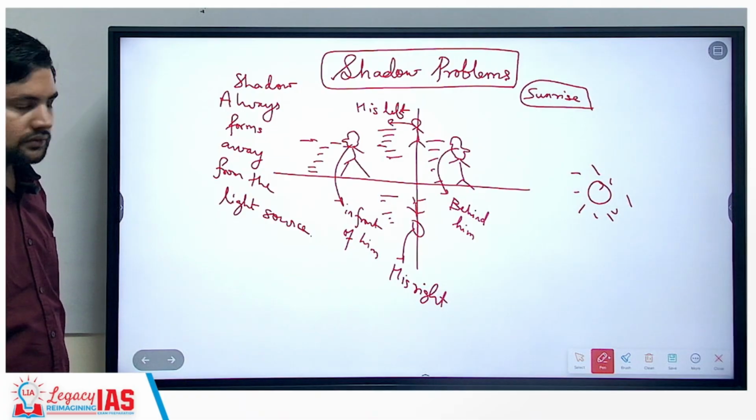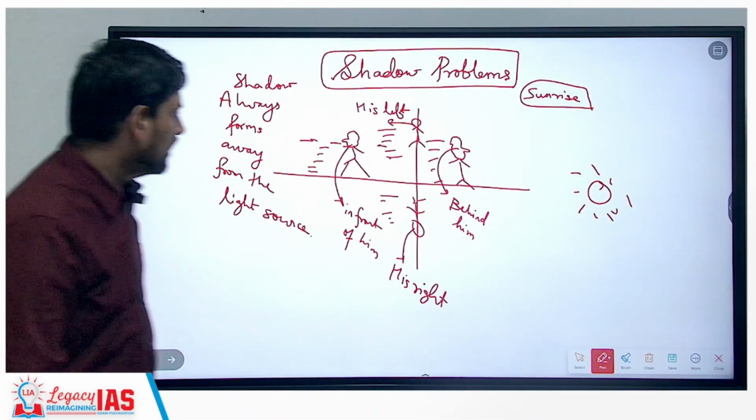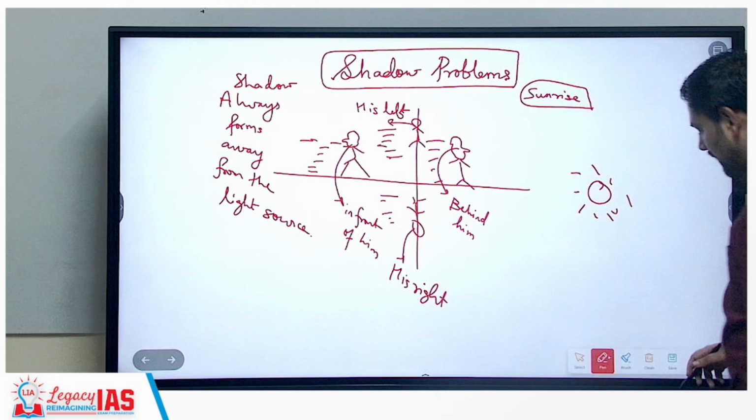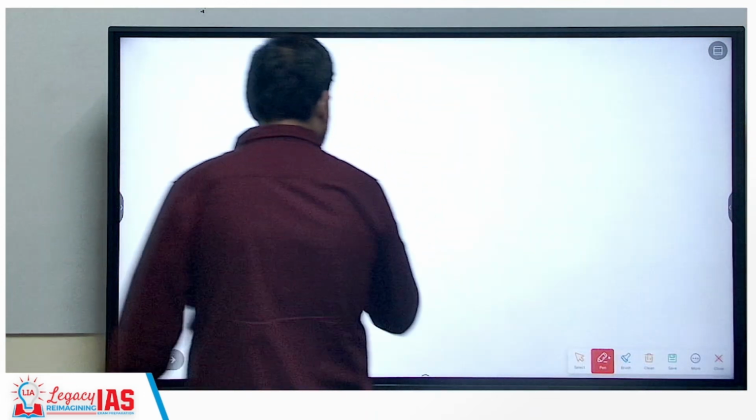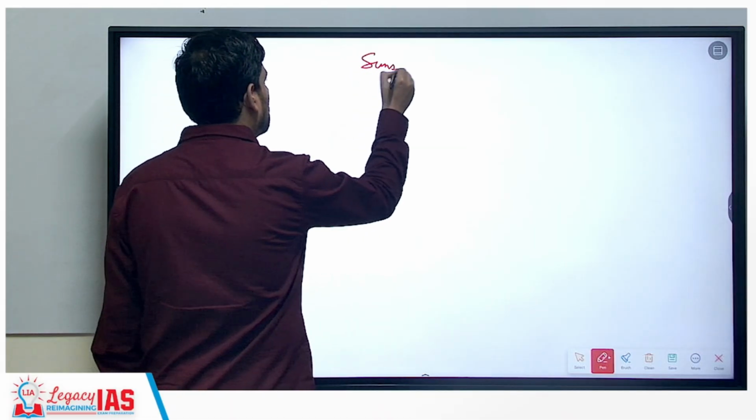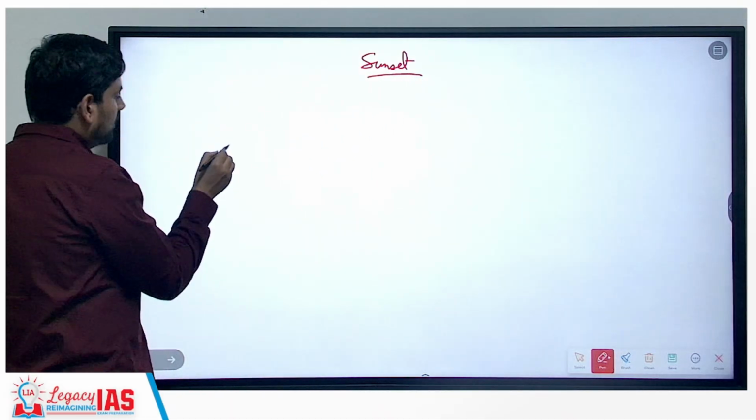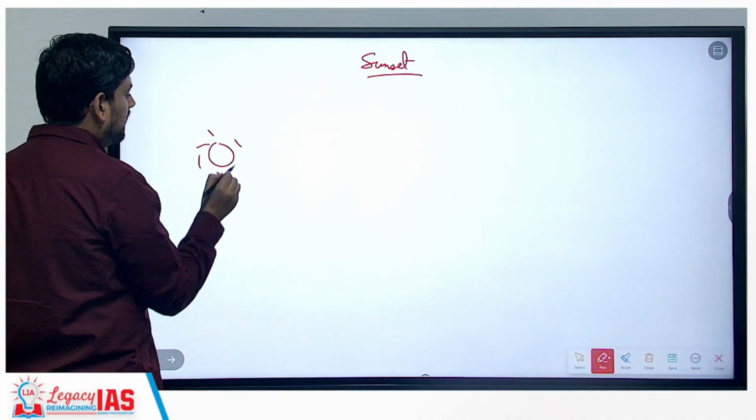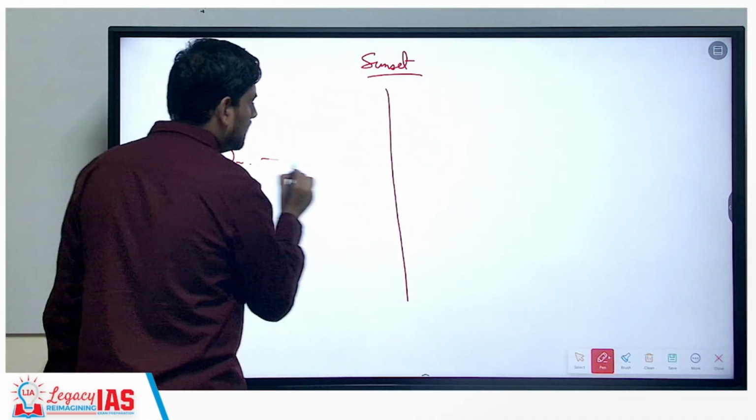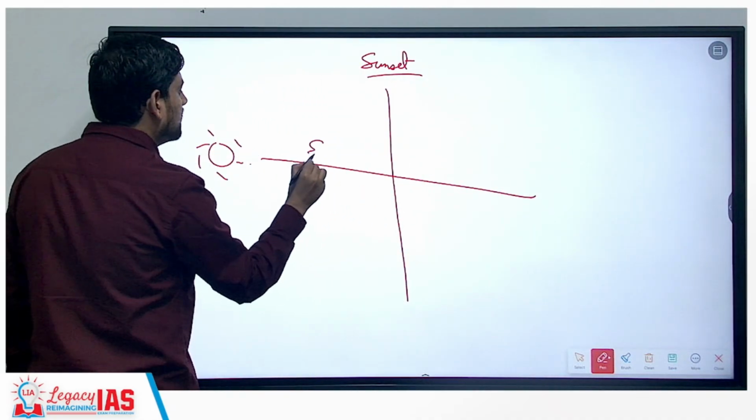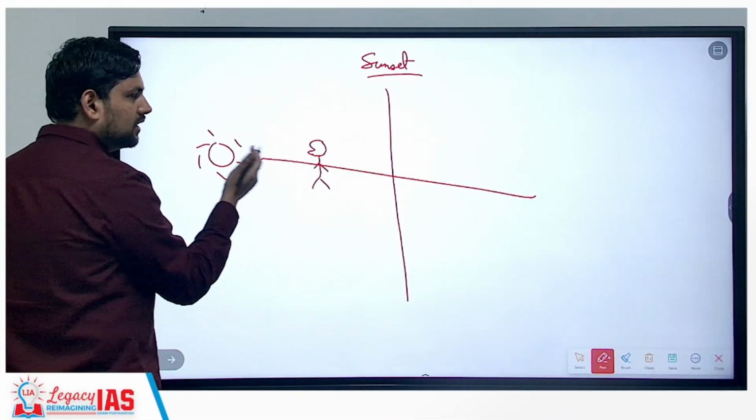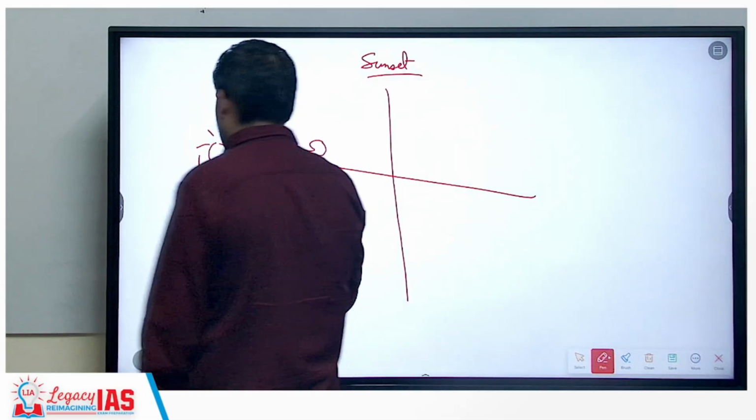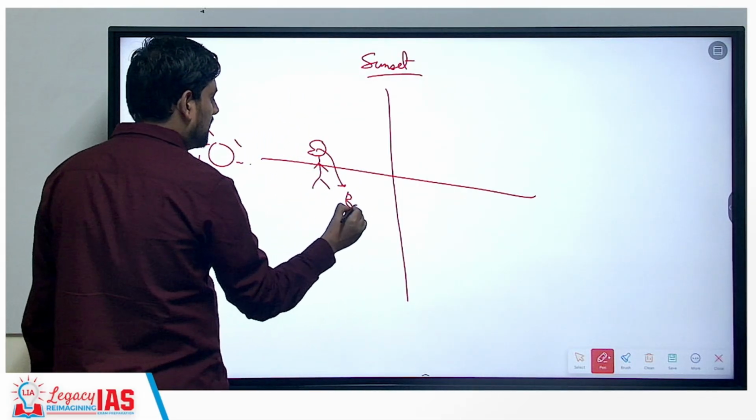Then, let's see what will happen during sunset. During sunset, the sun will be on the west side. Now if I draw it similarly, if a person is facing towards the west direction like this, his shadow will fall behind him.